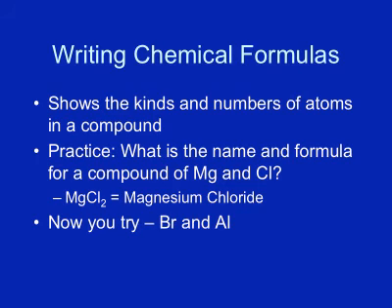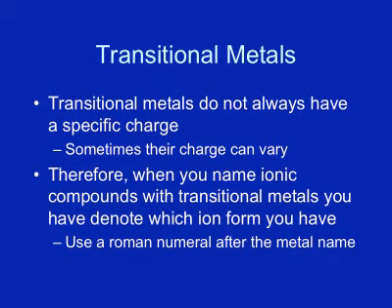But uh-oh, there's a little "and, if, or but" when we're naming ionic compounds. Those pesky transitional metals, they don't like to follow the rules. The other day we talked about the charge of transitional metals. Transitional metals do not always have a specific charge. Does anyone remember why they don't have a specific charge?